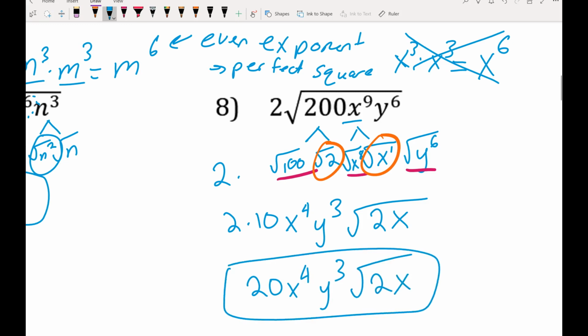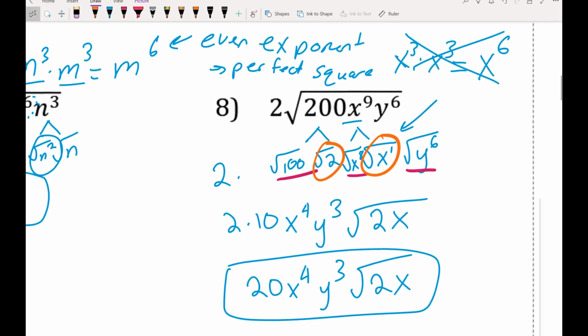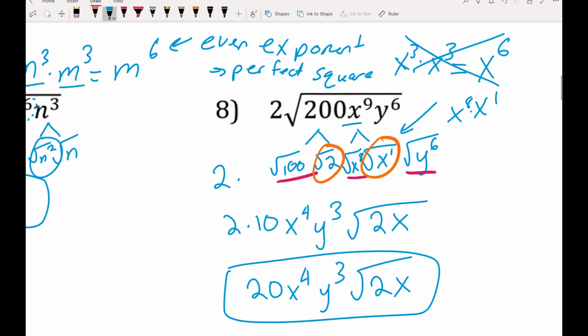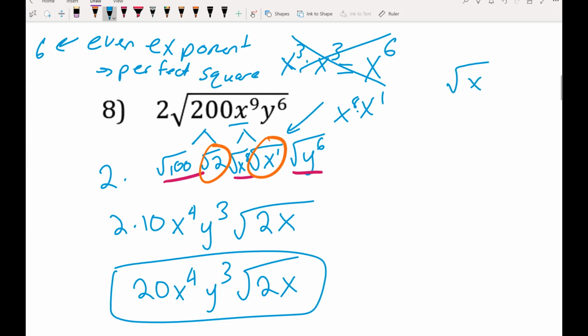Now, notice for this step right here where I broke up that x to the 9th, I just broke it up into x to the 1st times something else. You're going to do that anytime you have an odd exponent. Otherwise, let's say you broke it down into x to the 4th times x to the 5th. Well, radical x to the 4th is x squared.